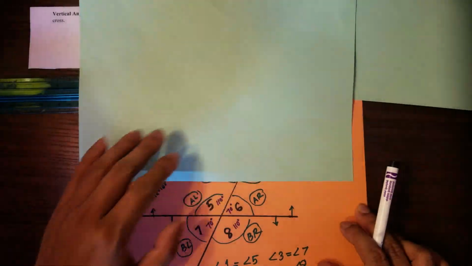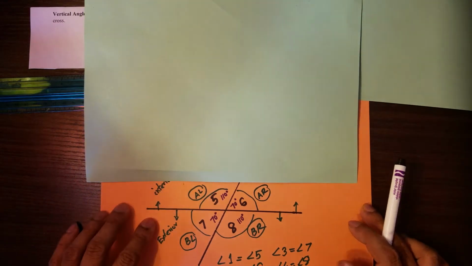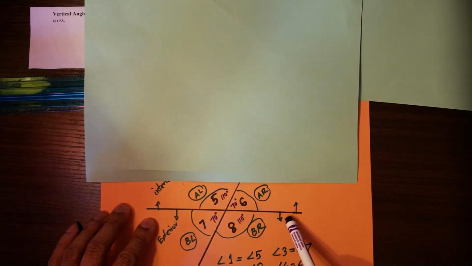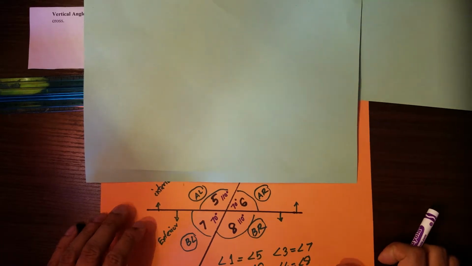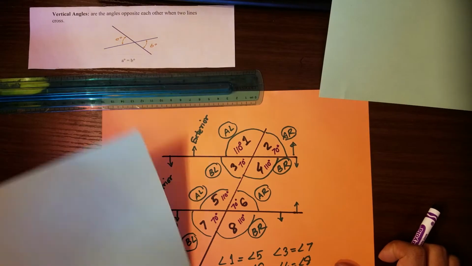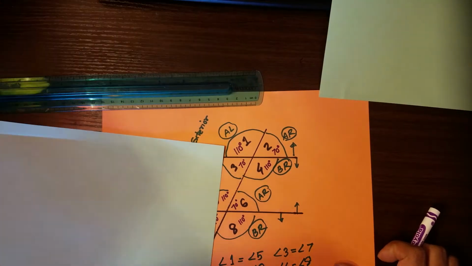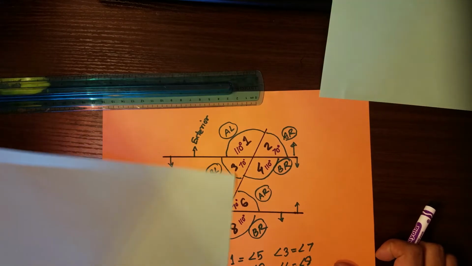Same for angles 5, 6, 7 and 8. 5 and 8, so you can see this line and this line are crossing. That means 5 and 8 are vertical angles. 6 and 7 are also vertical angles. Okay, so vertical angles are done. So we have two more types of angles.